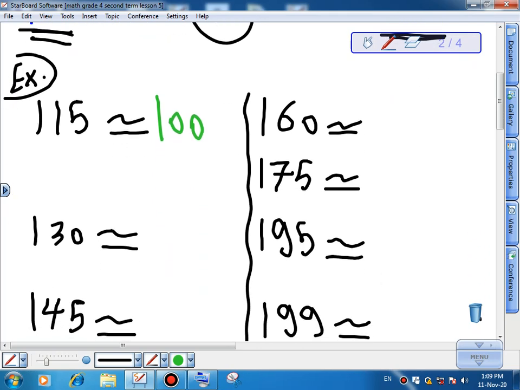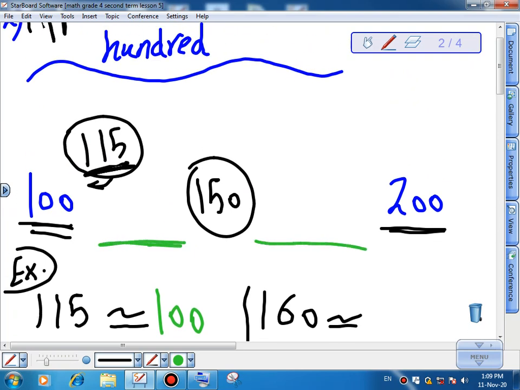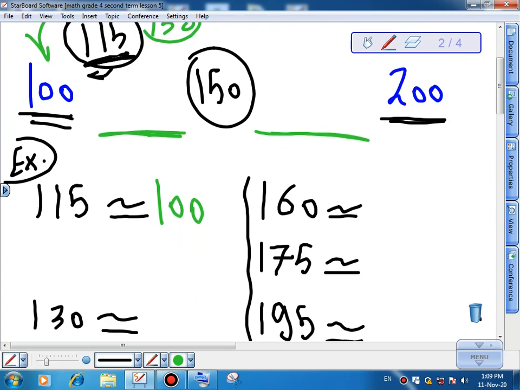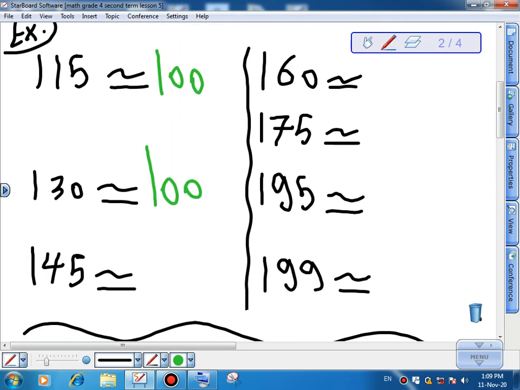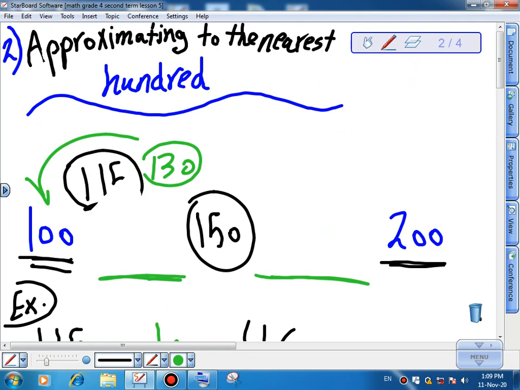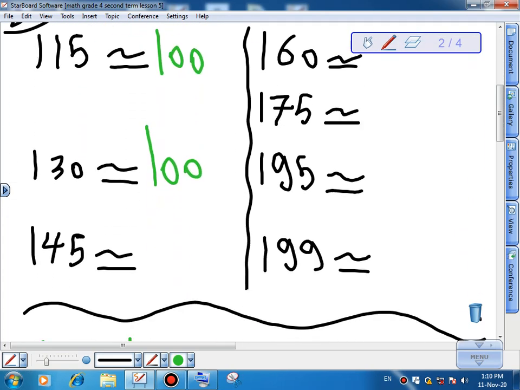Another one, 130. Is it nearer to this or this? 130, before 150, is nearer to 100. So the approximation of 130 will be 100. 145 is nearer to 100 than 200. It will be 100. So the approximation of 145 will be 100.